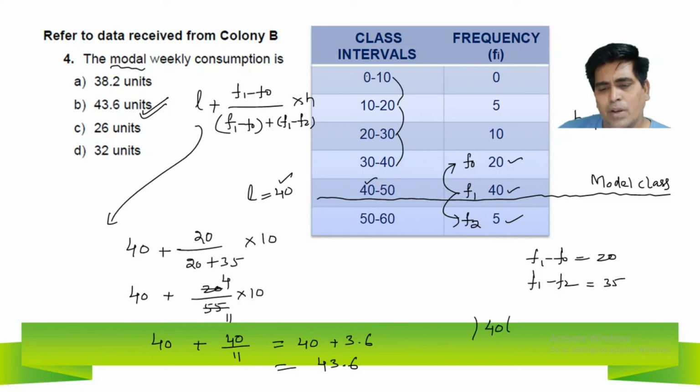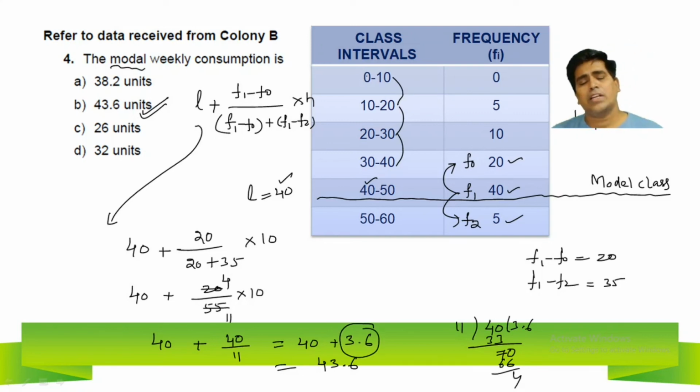It's very simple, you divide with 11. So 11 3s are 33, and the difference is 7 here. We'll take a decimal point so that we can keep 0 here, and 6 is. So 11 6s are 66. Again we got the difference is 4. So 3.66 we got here. So 3.6 I wrote, and 40 plus 3.6 is 43.6. This is the way we are calculating the mode. So we got option B here.